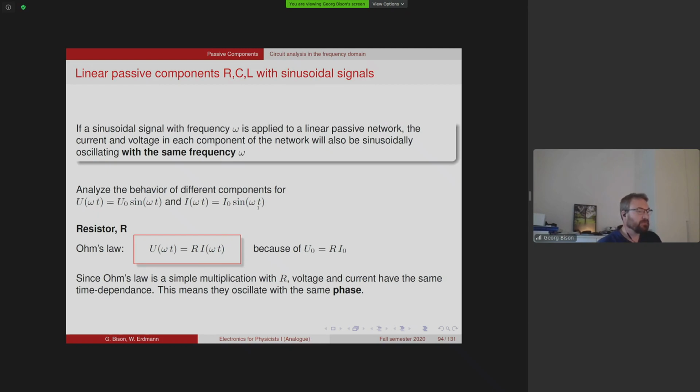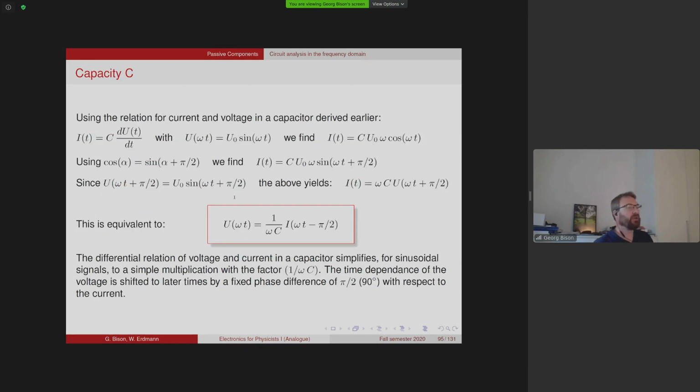Now, this is a simple multiplication with R. So this means that the current and the voltage oscillate with the same phase. So when this sine wave goes up, also this sine wave goes up, since there's no phase difference between the two. And then, well, we say they oscillate in phase. Okay, now let's have a look at what happens with a capacitor.